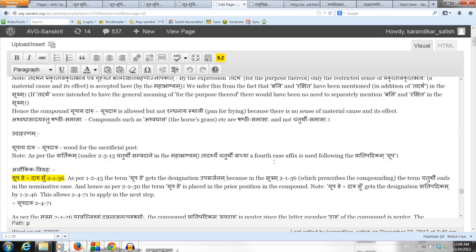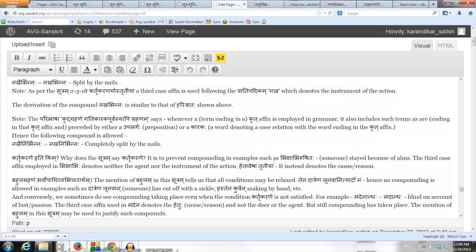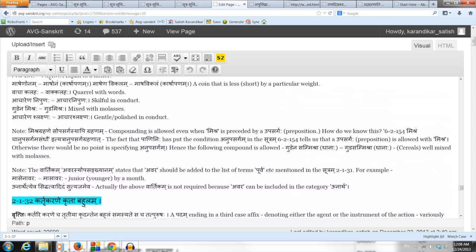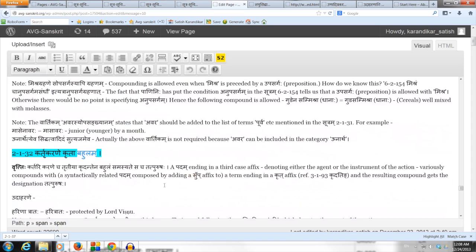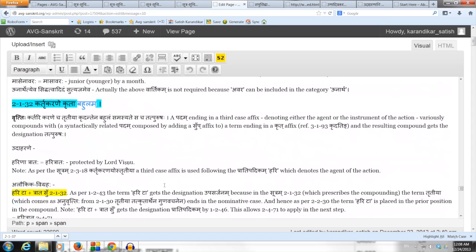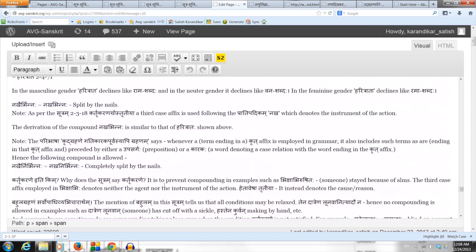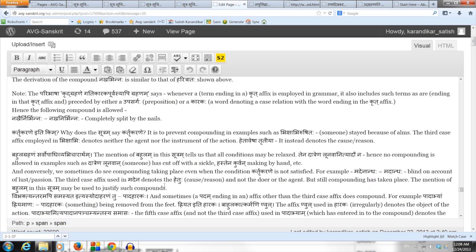The Sutram 2.1.32 does not prescribe a panchami samasaha. It prescribes a tritiya samasaha. But it does mention bahulam. And on the basis of that bahulam, we justify compounds such as bhogoparataha and gramanirgataha, where we see a padam ending in a fifth case affix and not a third case affix, compounding with a padam composed by adding a sup affix to a term ending in a krit affix. So this is how these kinds of compounds may be explained.